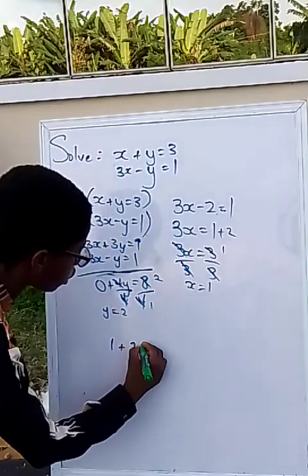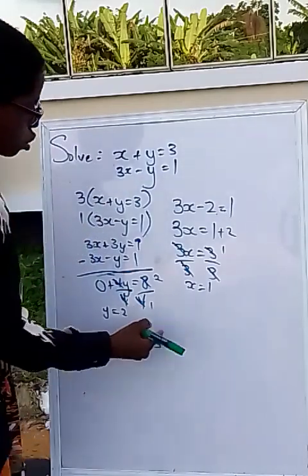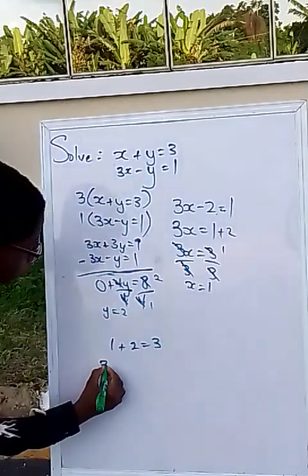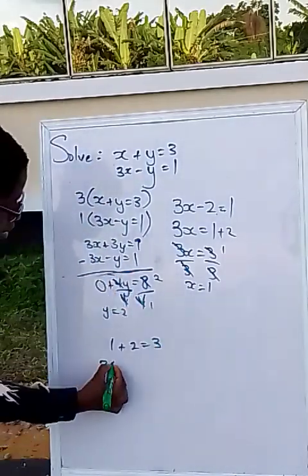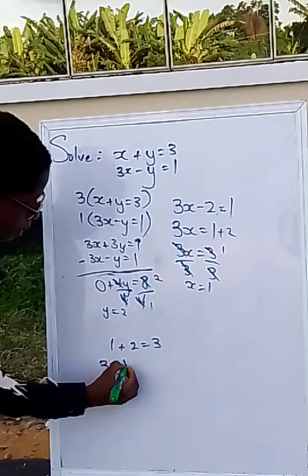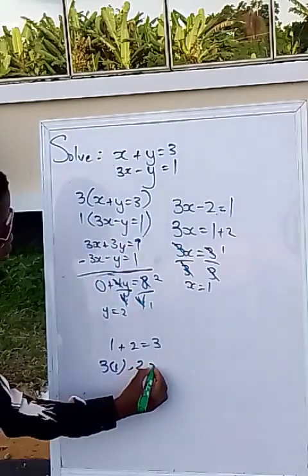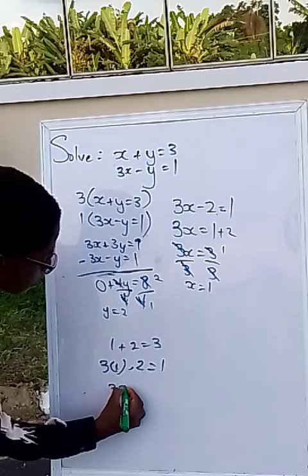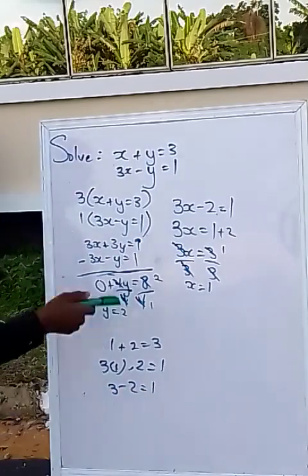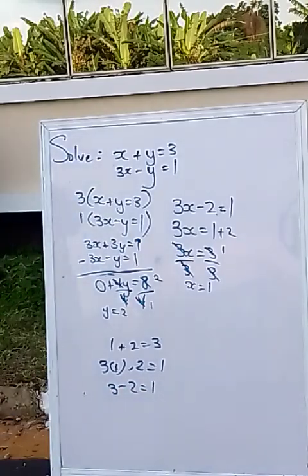From equation 2, 3x, and our x is 1, we put it in brackets, minus y is 2 equals 1. So we have 3 minus 2 equals 1. So our answers are correct. Let's continue.